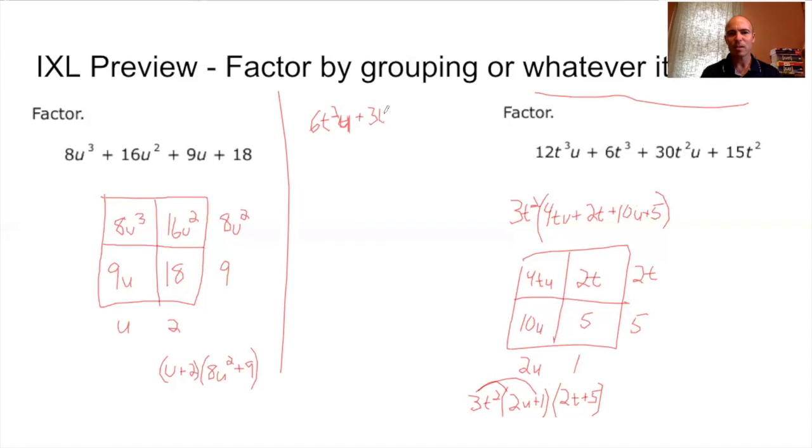3t squared, okay, and then here we've got 2t plus 5. Sorry, my tablet's getting a little funky on you guys. Okay, now let's see if that lead term matches. 12t cubed u. Check that off. That matches. Okay, let's see if my outside terms work. 30, oh, sorry again about that tablet. 30t squared u. Let's see if that works. Yep.